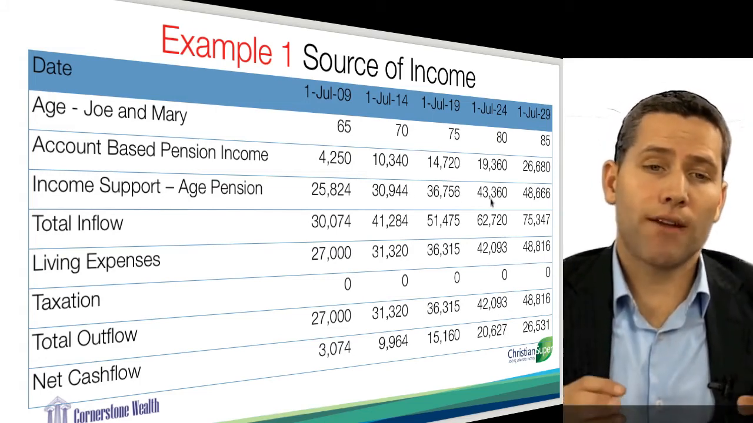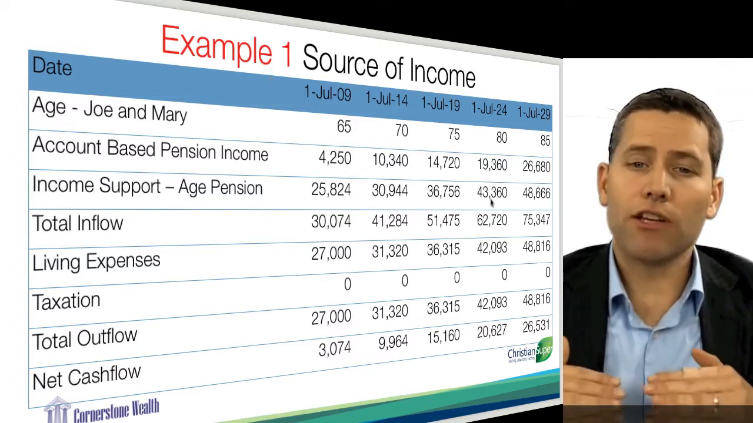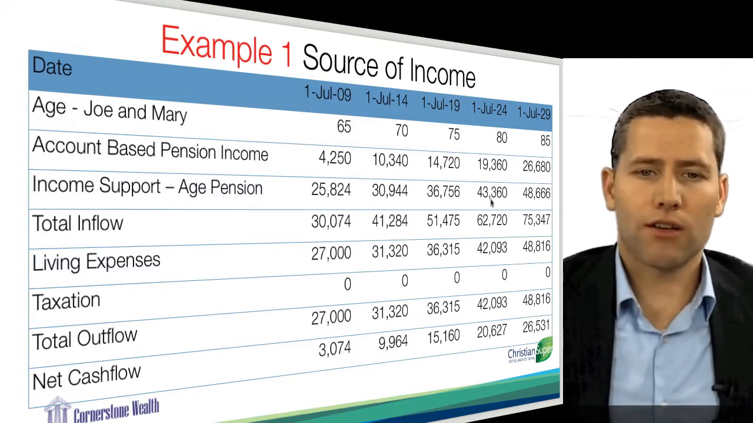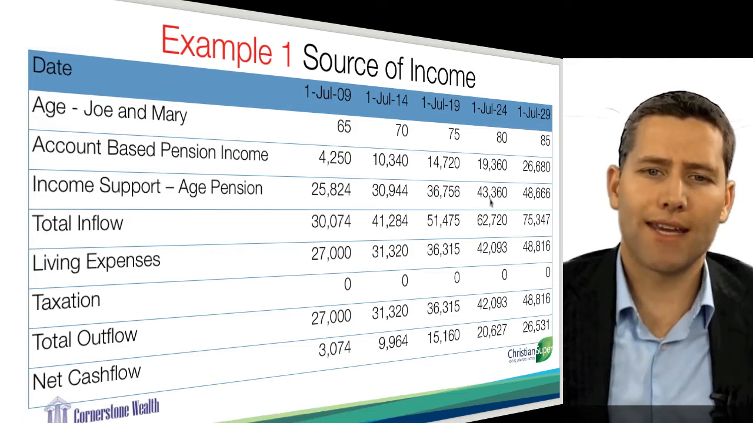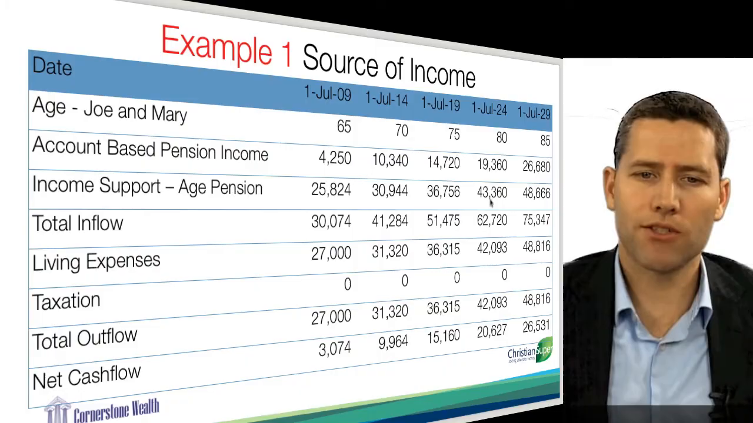In other scenarios where your assets are actually decreasing, the age pension will generally increase over time as a proportion of your total income. That just gives you a gauge of how your total income can be made up when you are accessing a part age pension.